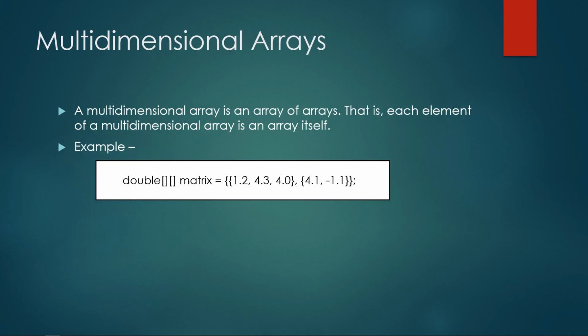Let's move on. Multidimensional arrays. So, a multidimensional array is an array of arrays. That is, each element of a multidimensional array is an array itself. So, here we have a 2D array. Here we have declared an array within an array. So, we have two arrays within one array here in this example.